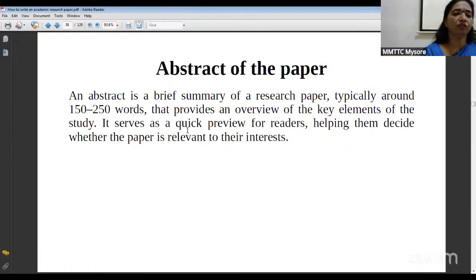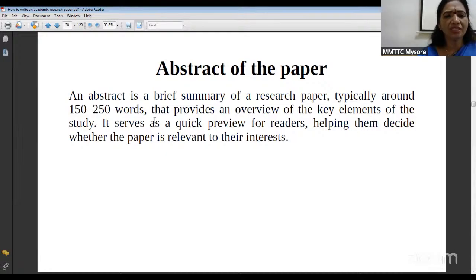Next step is the abstract of the paper, right? So an abstract is a brief summary of a research paper. Okay, so you're going to give a gist or a brief summary of your research paper. That should be typically around 150 to 250 words, and it provides an overview of the key elements of the study. So you should have one sentence about the introduction or your motivation, 1 or 2 sentences about your methodology, 1 or 2 sentences about your results and discussion, and one sentence about the important result or a conclusion which you have got.